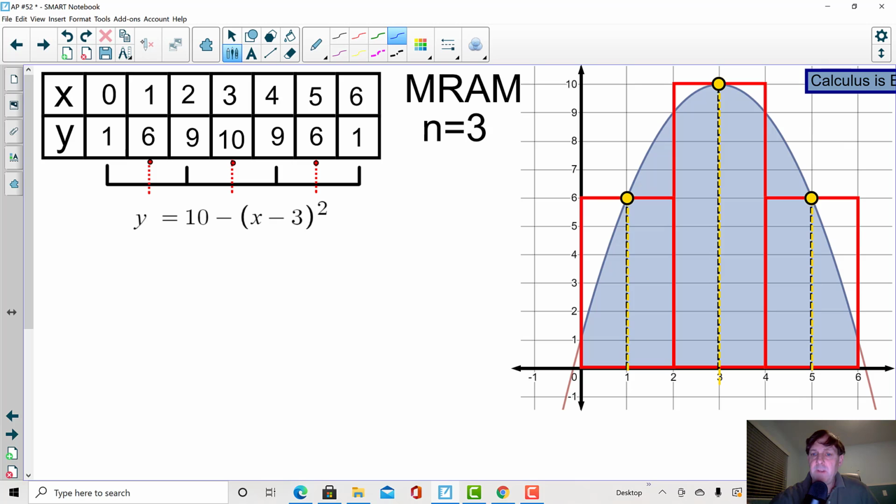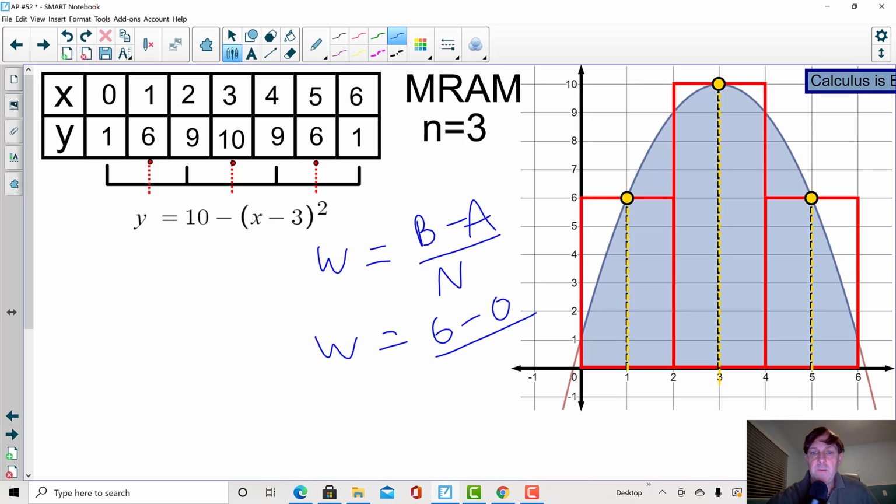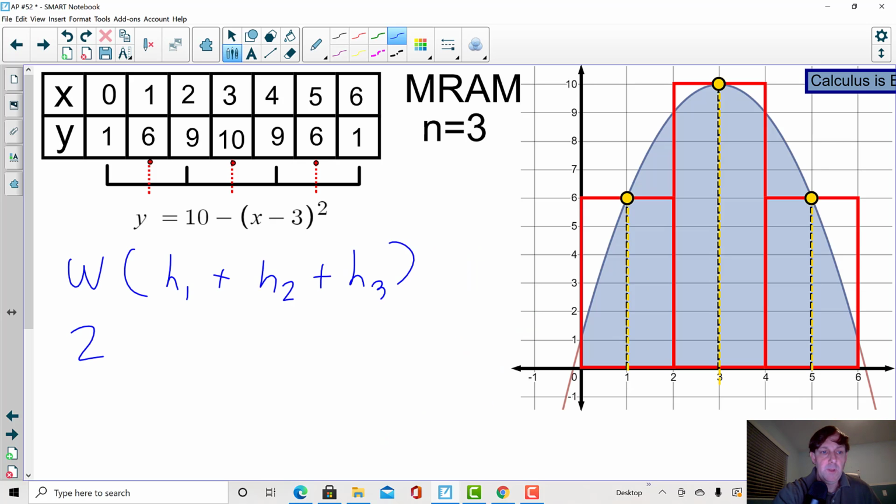Okay, we're still estimating the area underneath the curve from x equals 0 to x equals 6. So it's the blue shaded region. This time we're going to do a midpoint rectangular approximation. And here it says n equals 3, so it's going to be 3 rectangles. Okay, remember the formula for the width. It's going to be b minus a over n. b is the endpoint, a is the beginning, and n is the number of rectangles. So the width for each rectangle is going to be 2. So we can put a 2 for the width.